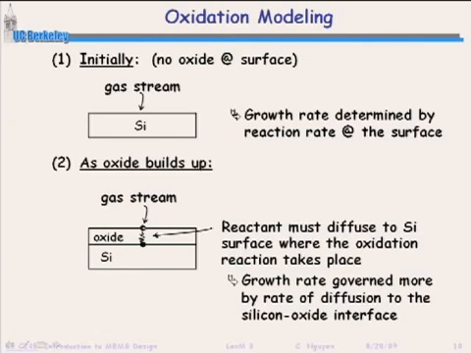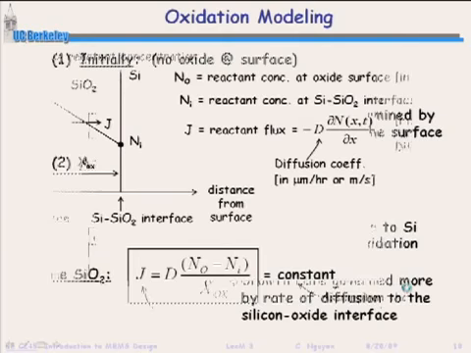Okay, so that's one of the things we like to do in processing. Processing is a lot about modeling growth rates, determining how fast you can grow a given film based on the physics of what's going on, the physics and chemistry here. And so you can do a lot of modeling for oxidation. And so the models are such that usually you're looking at concentration.